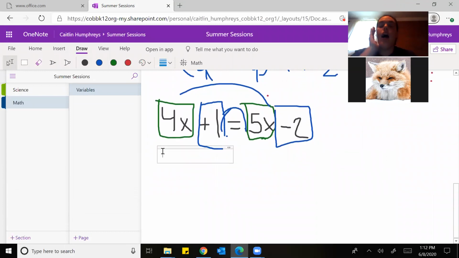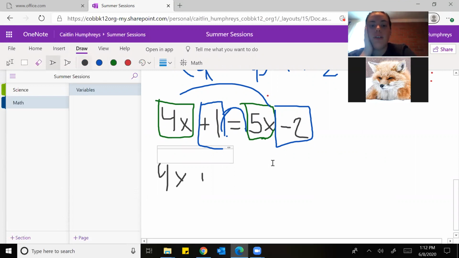Okay. I can move left to right, or I can move right to left. I'll start with the way I don't like. I can take 4x plus 1 equals 5x minus 2. And I can say, all right, I'm going to move this 5x over here.